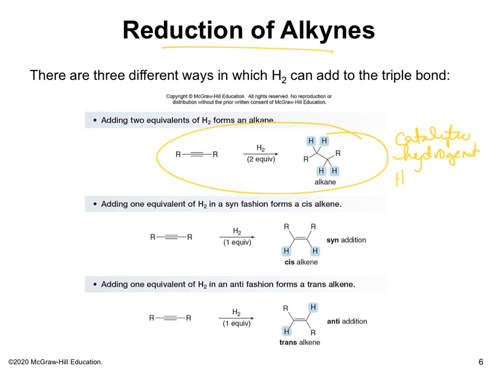And that's just hydrogen gas and palladium on carbon. You cannot stop it. You don't have to do 2 equivalents. That's where it will go, to the alkane. But how do you get syn? You want syn, and you want to stop at this alkene.